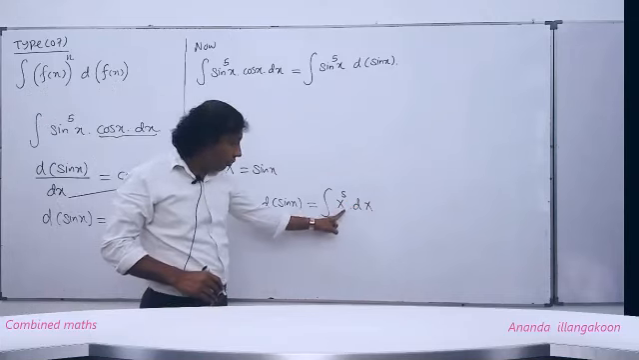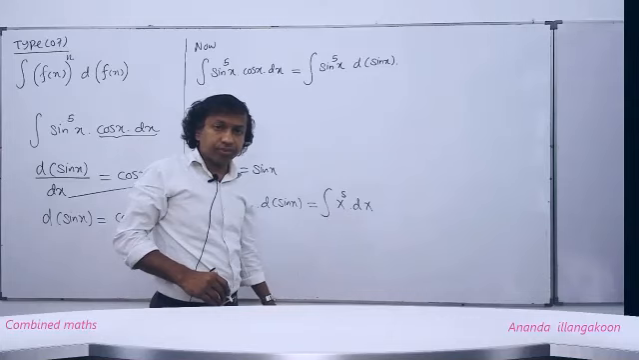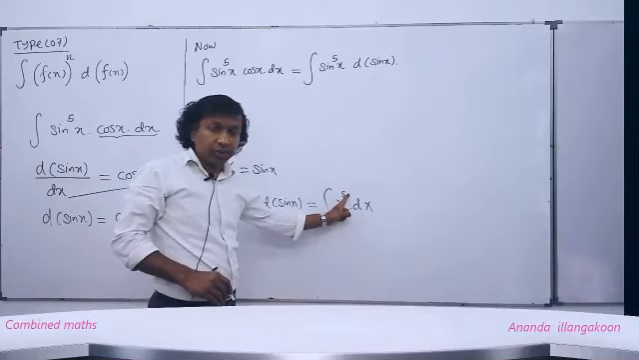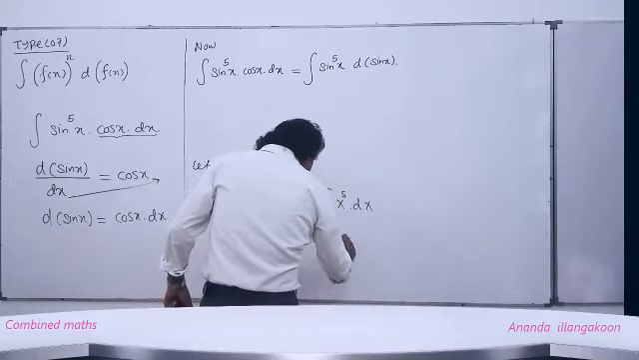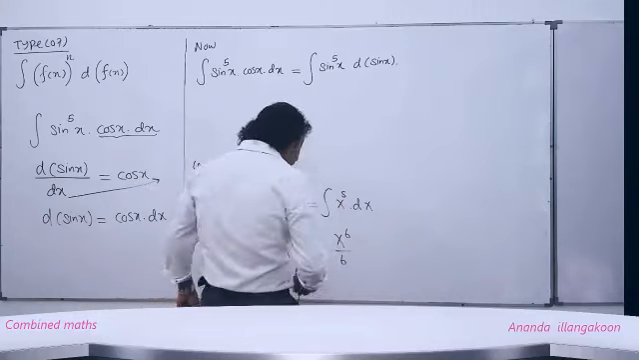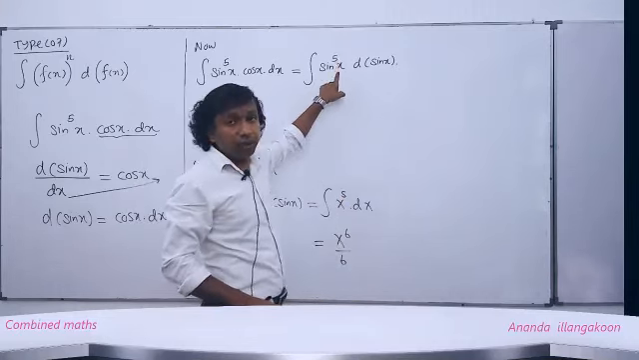Here you can integrate this. How, people? Add 1 to this power and divide by the new power. So then what do you get? X to the power 6 divided by 6. Like that, people. This one now you can integrate. How? Add 1 to this power and divide by the new power.